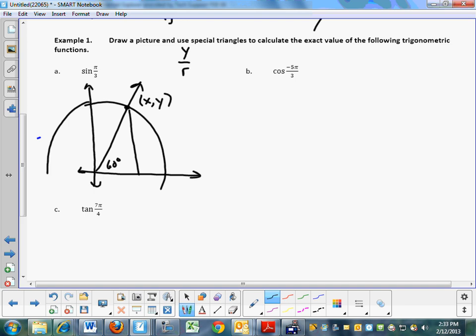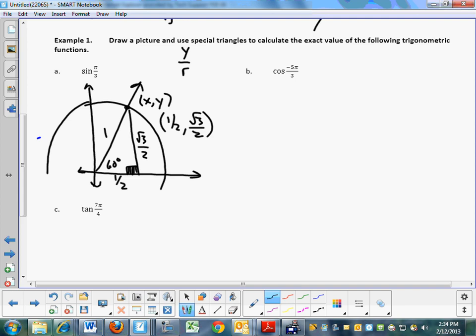I have a 30, 60, 90 triangle. What is the radius? Why is it 1? Because we're in the unit circle. The radius is 1. What's the shortest side? Half. What's the other side? Square root of 3 over 2. Good. So hopefully you can do your 30, 60, 90 triangles by now. So my coordinate is 1/2, square root of 3 over 2.